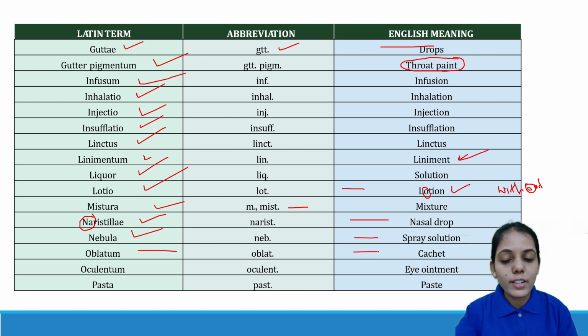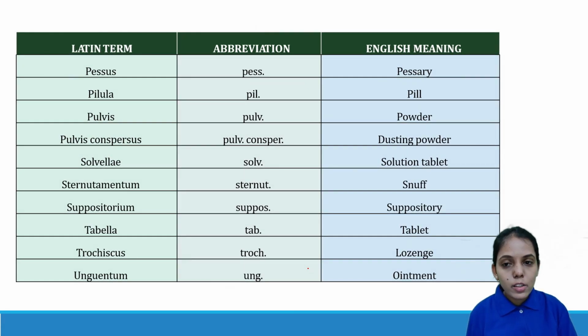Oblatum is also cachets. Oculentum, ocula, ocular, which is related to eyes. Ocula means related to eyes, but this is an eye ointment. So this is nothing but eye ointment. Pasta, that is related to paste. So there are certain things from which you can remember the English words. Next is pessars, which is also easy.